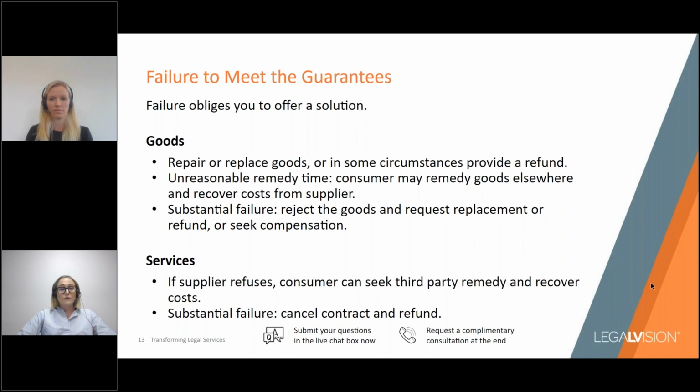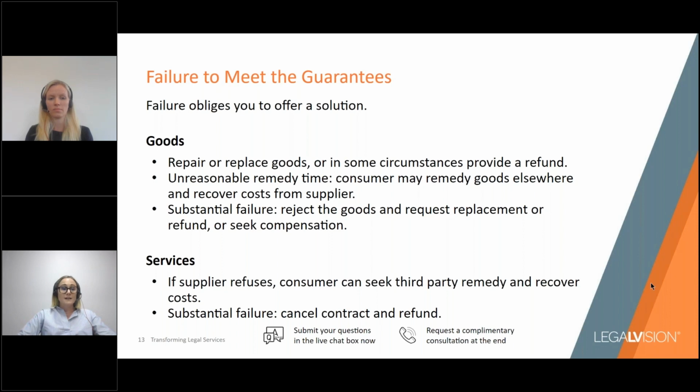If the services do not meet the guarantees in the CGA and the failure is able to be remedied, the supplier can remedy the defect within a reasonable time, or if they fail or refuse to do so, the consumer can get a third party to remedy the defect and recover these costs from the supplier, similar to goods. If the failure is of a substantial character, the consumer can cancel the contract for services and obtain a refund or obtain damages and compensation for any reduction in value of the service or the product of a service below the amount paid or payable by the consumer for that service.